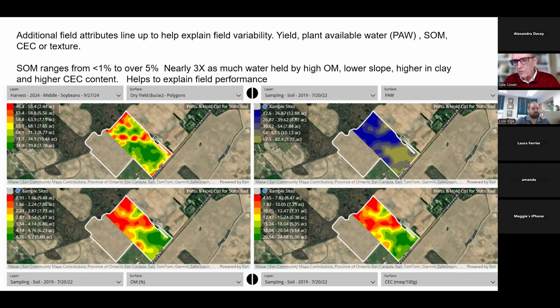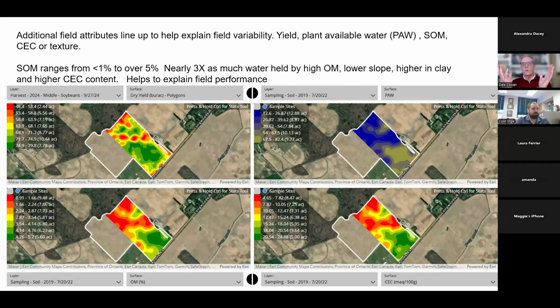Just to add a few more layers to it. If you look at the yield in the top left, that green area is the highest yielding area in the field. On the top right is a plant available water map from Soil Optics. The highest amount of plant available water is down where the yield is the highest. I look over at soil organic matter. It's the highest there, approaching 4%. And I look at cation exchange capacity. The clay content also is pretty high in that area too.